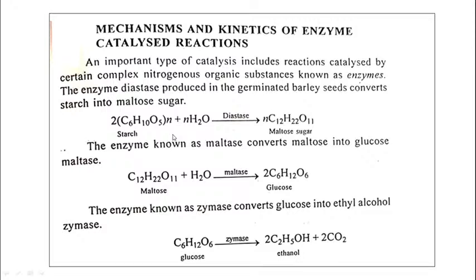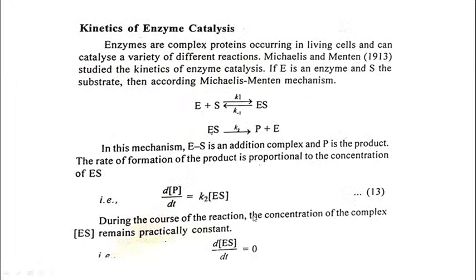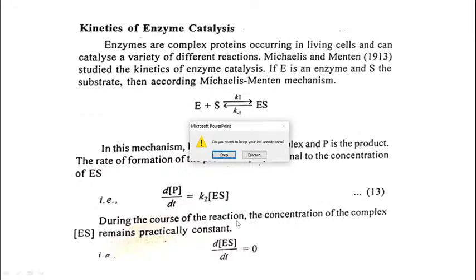So you can see this reaction here. Conversion of starch into maltose sugar by the enzyme diastase. Conversion of maltose sugar to glucose with the help of the enzyme maltase. Conversion of glucose to ethanol with the enzyme zymase. So in every reaction an enzyme is involved. So the enzyme plays the role of the catalyst. Let us see now the kinetics of enzyme catalysis.